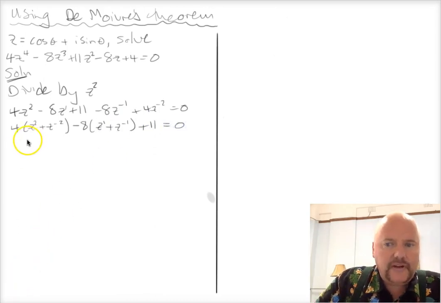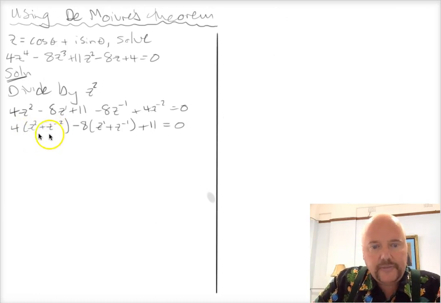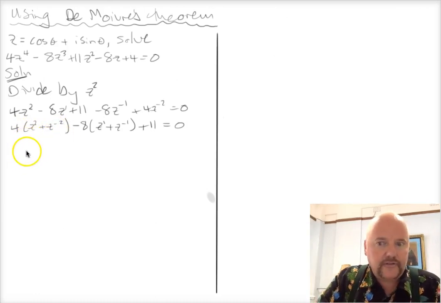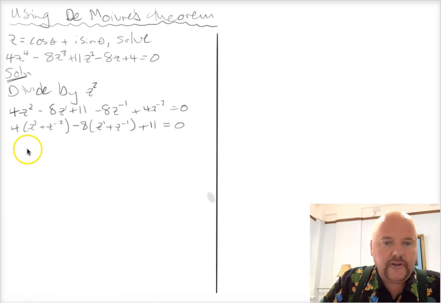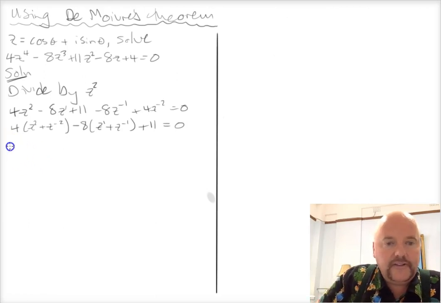So what I'm going to do now is show you a little bit about this z squared plus z to the minus 2. Now you don't need to do this every time you solve these, but I'll do it the first time now and you can see why it works, and then you can just go straight to this step that I'll show you where you can go to. So let's consider z squared plus z to the minus 2.